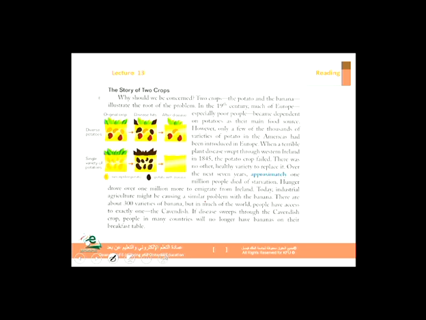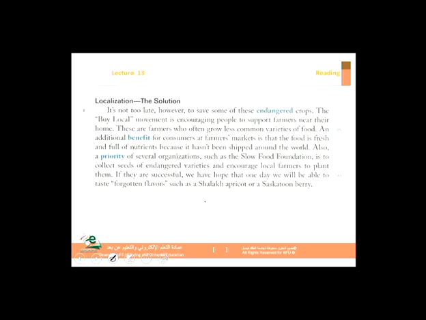Today, industrial agriculture might be causing a similar problem with the banana. There are about 300 varieties of bananas, but in much of the world, people have access to exactly one, the Cavendish. If disease sweeps through the Cavendish crop, people in many countries will no longer have bananas on their breakfast table. Localization, this is the last paragraph.